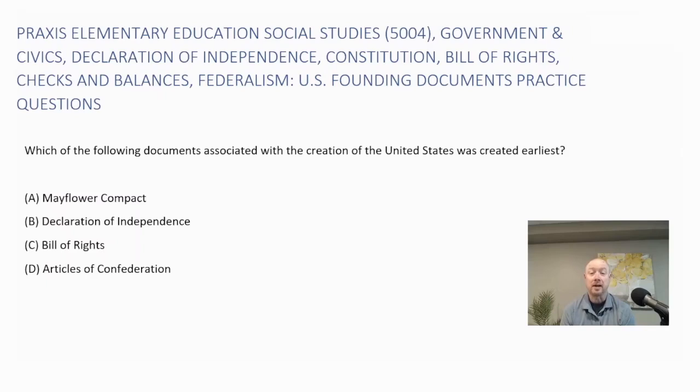Which of the following documents associated with the creation of the United States was created earliest? Is it A, Mayflower Compact, B, Declaration of Independence, C, Bill of Rights, or D, Articles of Confederation? All right, so this document was from 1620, and it was the Plymouth Colony, and it was really a precursor to our Constitution, and the correct answer here is A, the Mayflower Compact.